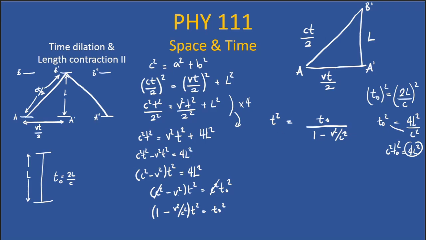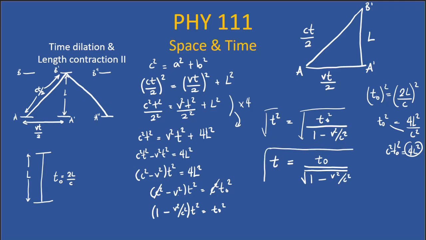So if we take the square root of both sides, square root of this and square root of the whole thing, we're going to end up with t. This is our new dilated time, which is going to be equal to the square root of t naught squared, which is t naught. So we're going to have t naught all over the square root of 1 minus v squared all over c squared. So that's how we end up with that formula for dilated time.